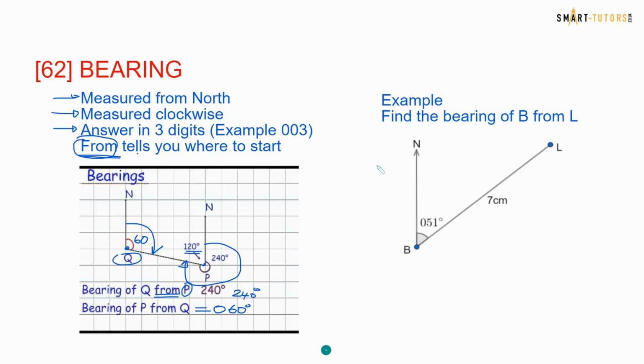Example, find the bearing of B from L. So L means you are standing here and you are looking at B. So draw a north line, which is that line. So clockwise, this angle is the question, right? So 051 and 60, 129. So 129 is that angle. Then you take away 129 from 360. So 231 degrees. 231 degrees is the bearing of B from L.